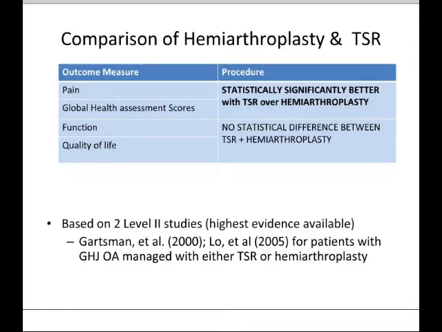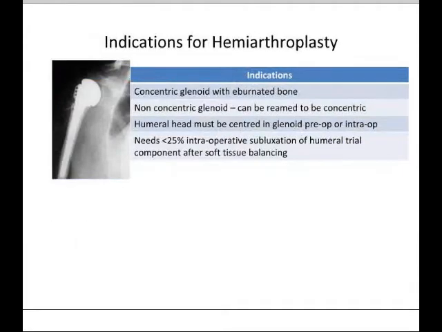The indications for hemiarthroplasty, well, you need a concentric glenoid. And if you don't have one, if you can ream it to be concentric, then it's possible. The humeral head must be centered in the glenoid, preoperatively or intraoperatively, and you need less than 25% intraoperative subluxation of the humeral prosthetic component after you balance the soft tissues.